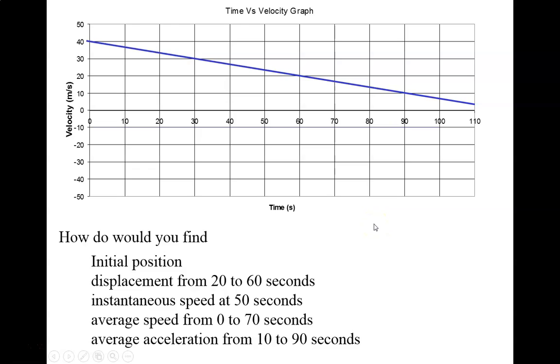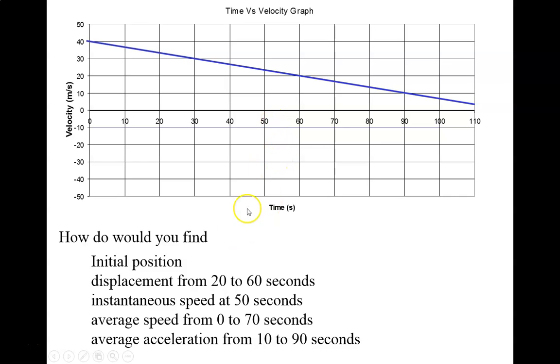Okay, switching to a velocity versus time graph. What's the initial position? The answer is we don't know. We only know how fast it started. We don't know where it started. The displacement from 20 to 60 seconds. Okay, remember to find the displacement, you find the area under the curve. The instantaneous speed at 50 seconds. That we just read off the graph, so that's like 23, 24 meters per second.